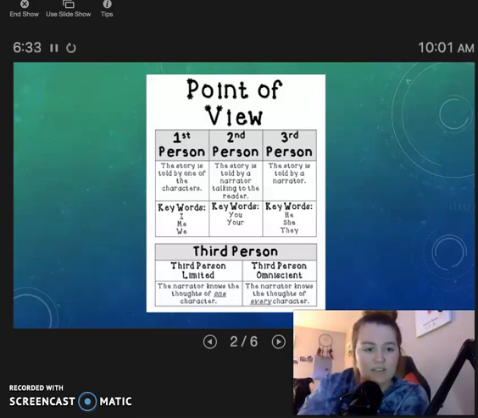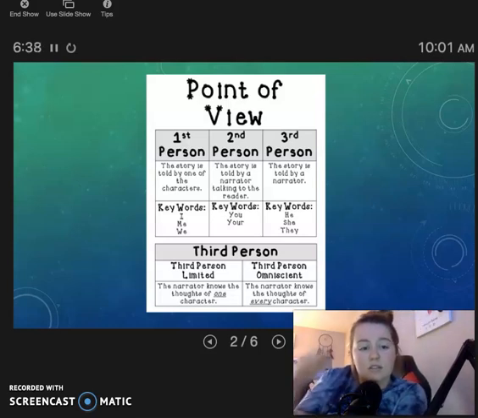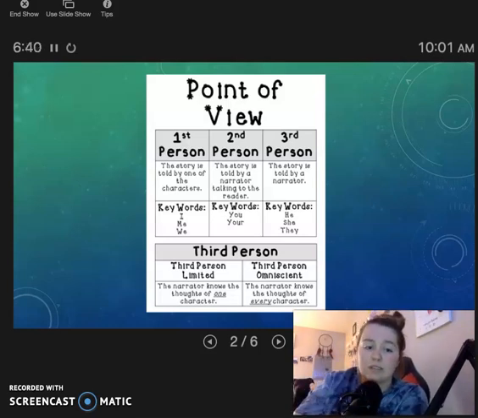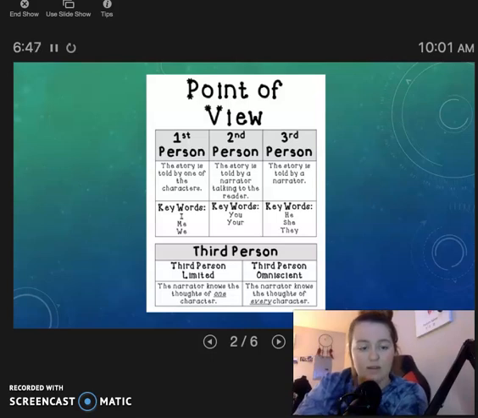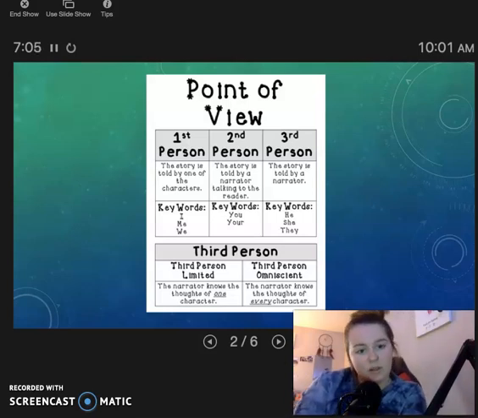This chart will help you determine who is telling the story. So first person, it says the story is told by one of the characters. The key words to first person, you'll hear we, me, and I. So if I, me, and we are used repeatedly, that means the story is told in first person point of view. Second person point of view, it says the story is told by a narrator talking to the reader. The keywords you're going to hear are you and your. So if you hear those two words repeatedly, the point of view is going to be second person.